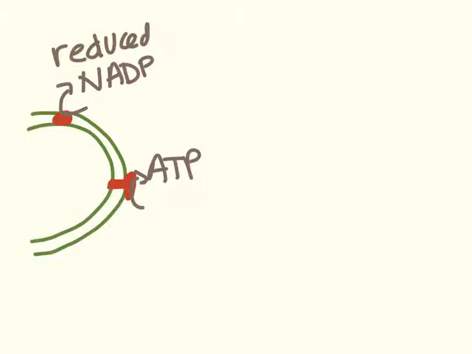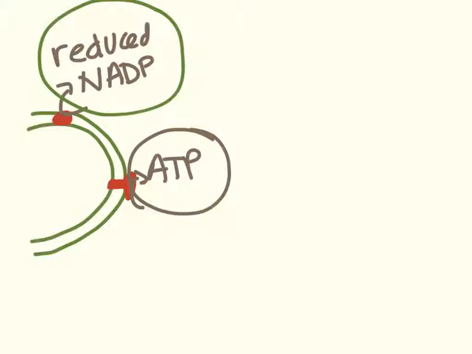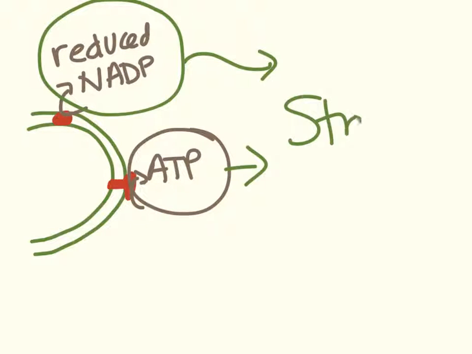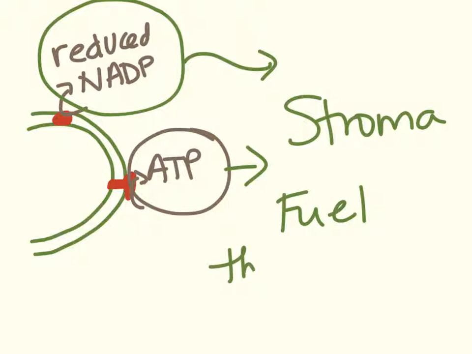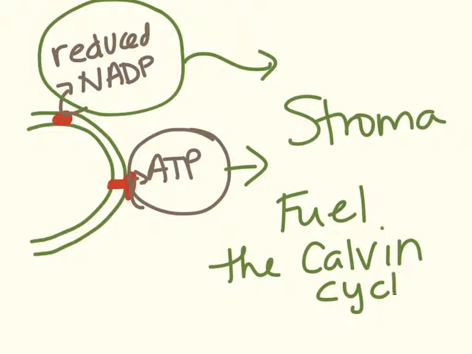So looking at our products of the light-dependent reaction, we're harnessing the energy and we are going to be making ATP and reduced NADP. These molecules are formed and are within the stroma of the chloroplast. And there they are going to go on to fuel the next part of photosynthesis, the Calvin cycle, or we also call it the light-independent reaction.